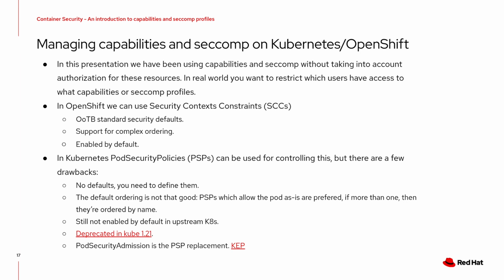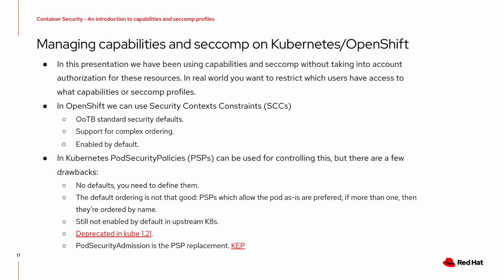Okay, so now that you have seen how you can use capabilities and Seccomp profiles on Kubernetes, the next question will be, how can I manage capabilities and Seccomp on Kubernetes and OpenShift? In this presentation, we have been using capabilities and Seccomp without taking into account authorization for these resources. In a real-world scenario, you want to restrict which users have access to what capabilities or Seccomp profiles. In OpenShift, we have security context constraints, or SCCs, that provide out-of-the-box standard security defaults, support for complex ordering, and those are enabled by default.